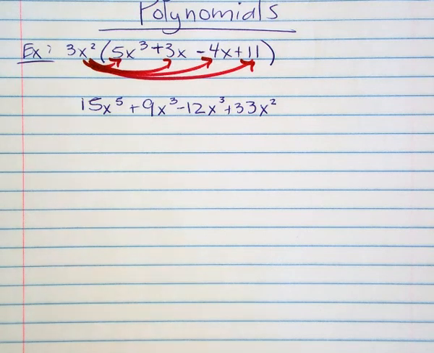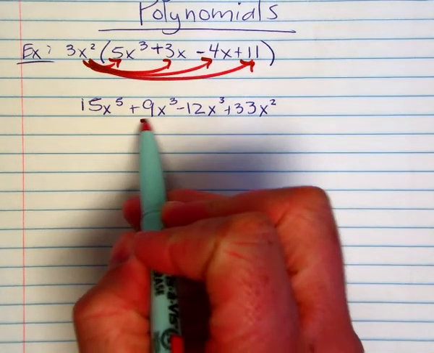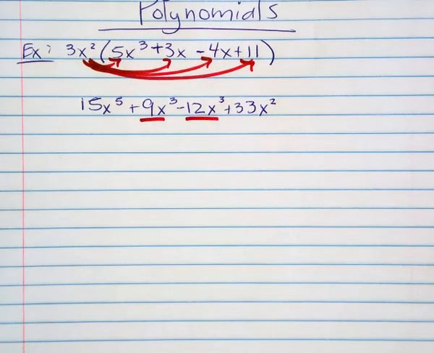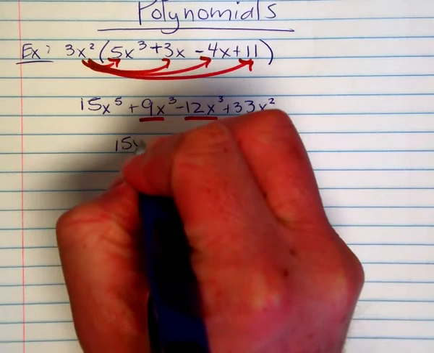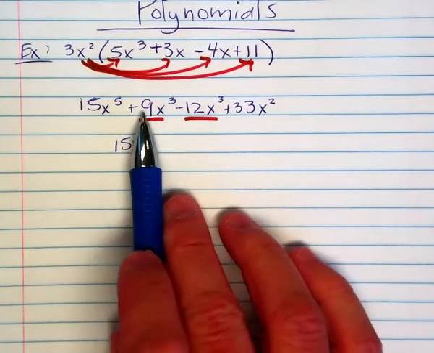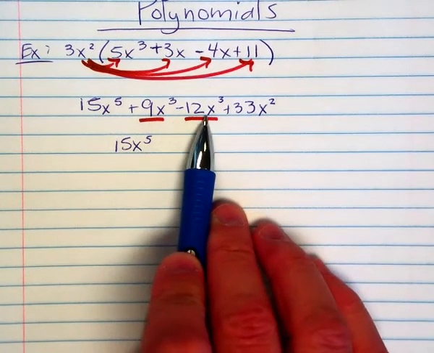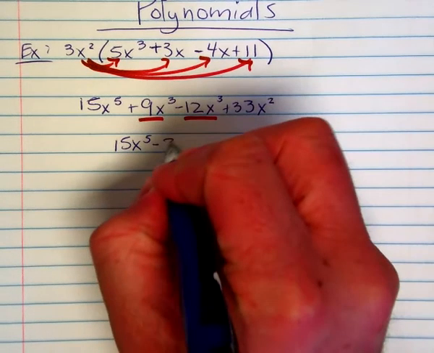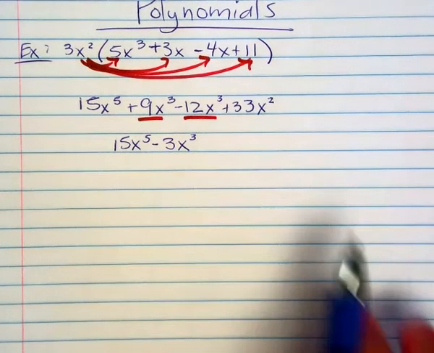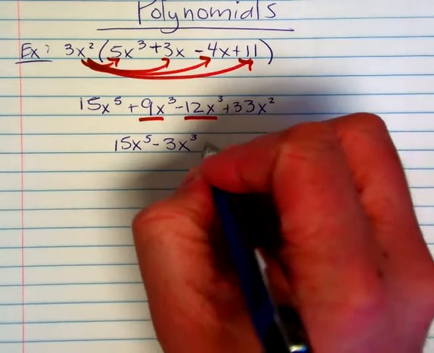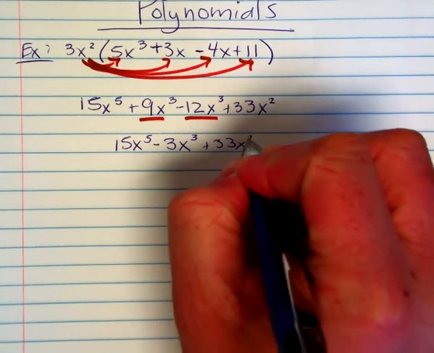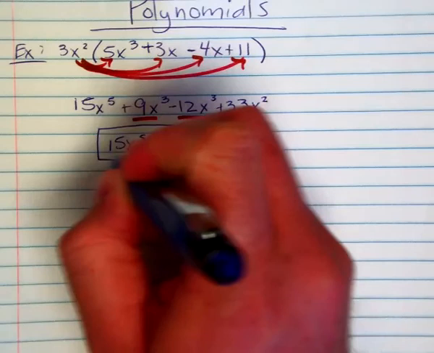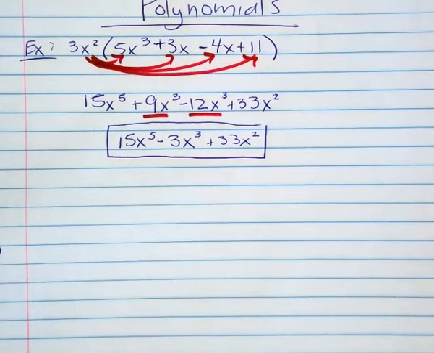In our final answer, I still have like terms, though. X cubed, x cubed. We just did this on Thursday and Friday. If I have like terms, I need to put them together, so I'll leave the 15x to the fifth alone. I have 9x cubed minus 12x cubed. That's negative 3x cubed. And then I'll add the 33x squared at the end. That's going to be my final answer.